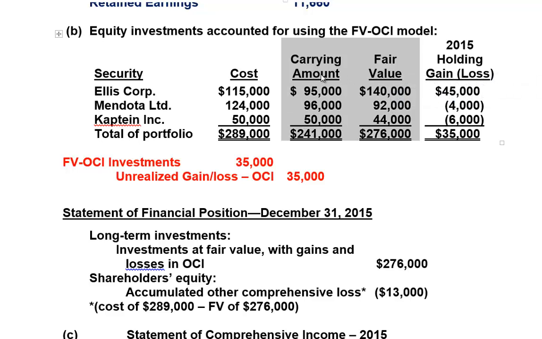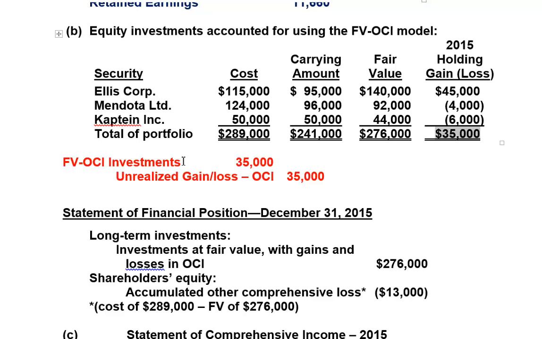We're going to compare the carrying value, which was our value for the Ellis and Mendota at the end of the previous year, but for the Captain, their carrying amount is what we paid for them. Right? And take the difference between the carrying amount and the fair value at the end of the current year. That's going to give us a holding or unrealized gain or loss for each security, as follows in this column.